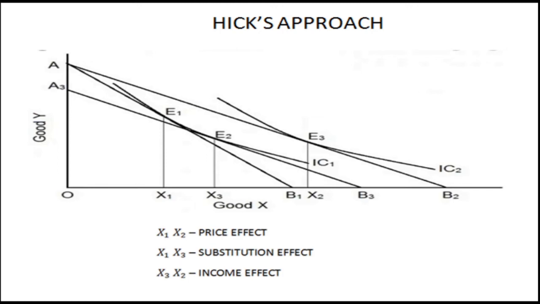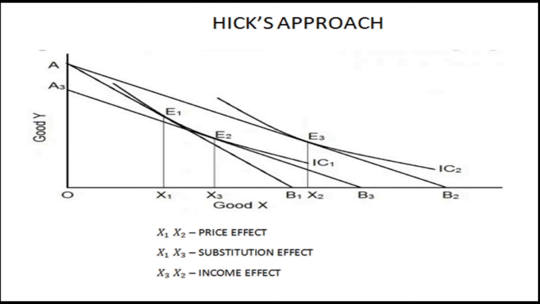And X3, X2 is the income effect, because at E3 the consumer was able to purchase OX2 of good X, but now at point E2 he is able to purchase OX3 of good X. Now the consumption of good X has declined by X3, X2, and this is called the income effect.